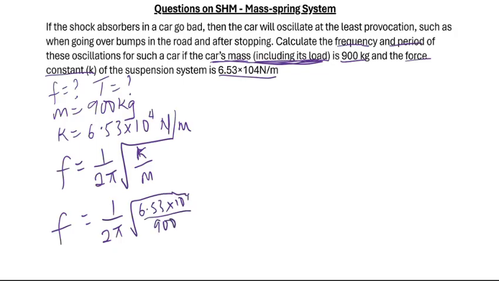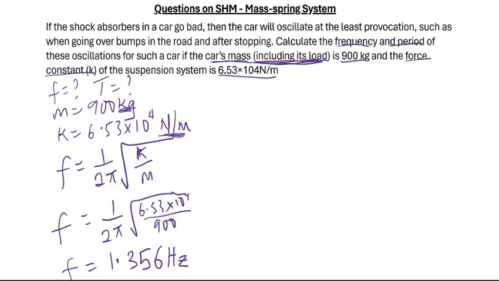Mind you, the mass is in kg so I don't have to convert, and the force constant is in Newton per meter, so I don't have to convert also. Then I can just punch this into the calculator directly. You will get 1.356 hertz. That is your frequency.